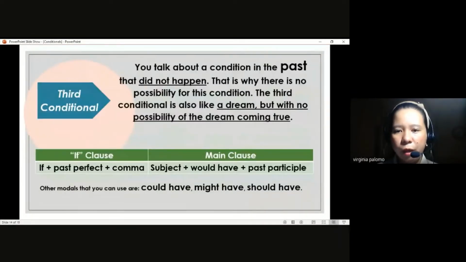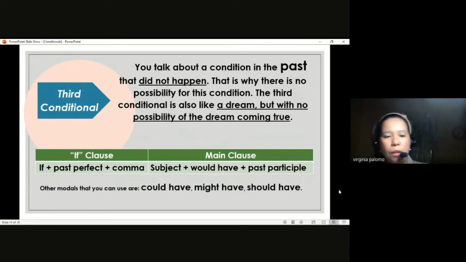For the third conditional, you talk about a condition in the past that did not happen. That is why there is no possibility for this condition. The third conditional is also like a dream, but with no possibility of the dream coming true. So we have the pattern: if plus past perfect plus comma, and then the main clause: subject plus would have plus past participle. We also have the modals could have, might have, and should have.